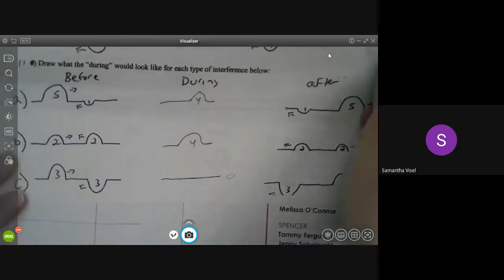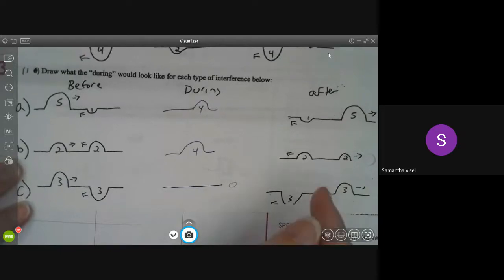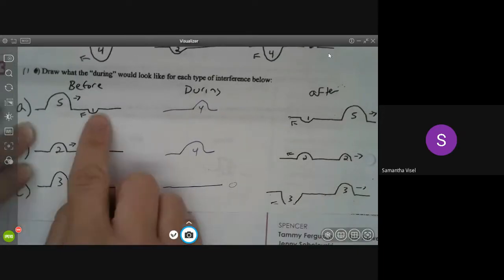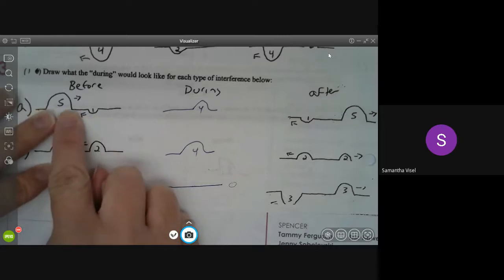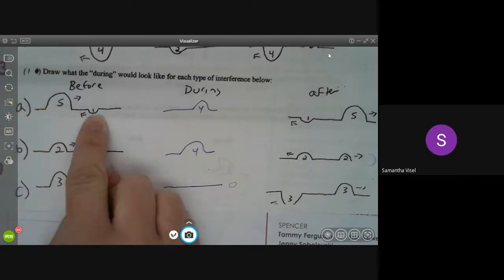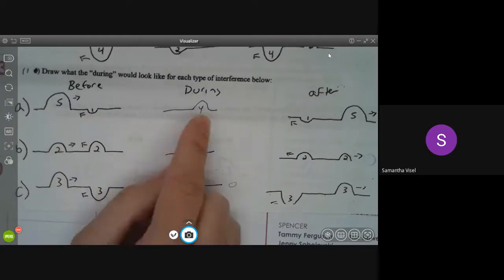And then for 11, you had to draw what the during would look like. So we want to first identify what type of interference we have. Here we would have incomplete, so they're opposite sides of the mean position and they're not equal in size. So I will have a wave pulse left over. The side that will be left over is going to be determined by which side is larger. So the crest is higher than the trough. So 5 minus 1 leaves me with a crest of 4 left over.